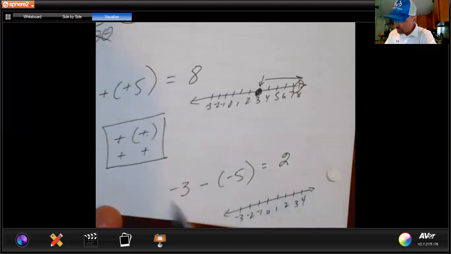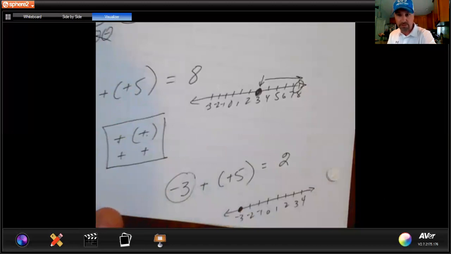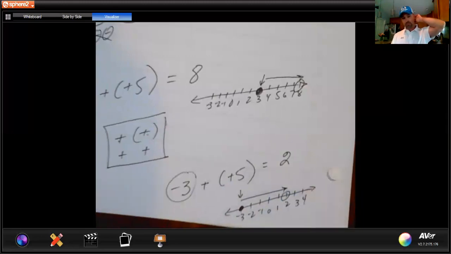You always start at the first number, -3. Minus would make us go left, but so does negative. So minus negative really means plus positive. So I'm going to start at a -3, and I'm going to increase 5. I've started at -3, increase 5, which puts us at a +2.